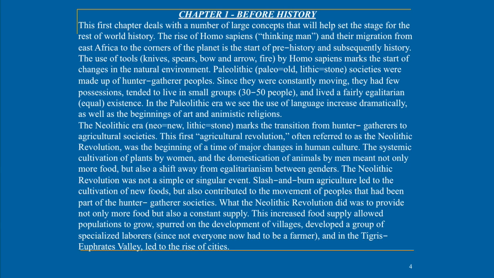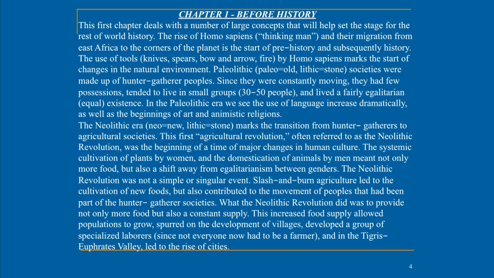Chapter 1, Before History. The first chapter deals with a number of large concepts that will help set the stage for the rest of world history. The rise of Homo sapiens, thinking man, and their migration from East Africa to the corners of the planet is the start of prehistory and subsequently history. The use of tools, like knives, spears, bow and arrows, and fire, by Homo sapiens marks the start of changes in the natural environment. Paleolithic, paleo meaning old and lithic meaning stone, societies were made up of hunter-gatherer peoples.